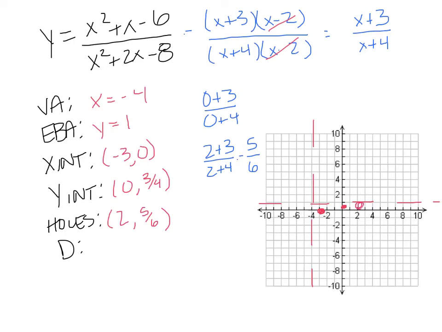So we can clearly see where one of our branches is, and thank goodness we only have 2 branches for this case because we only have one vertical asymptote. We need to choose a test point to find the second one. So I'm going to choose negative 5. So we have negative 5 plus 3 over negative 5 plus 4, which is negative 2 over negative 1, which is 2. So that tells me that the point negative 5, 2 is also on my graph. And we can go ahead and sketch our second branch.